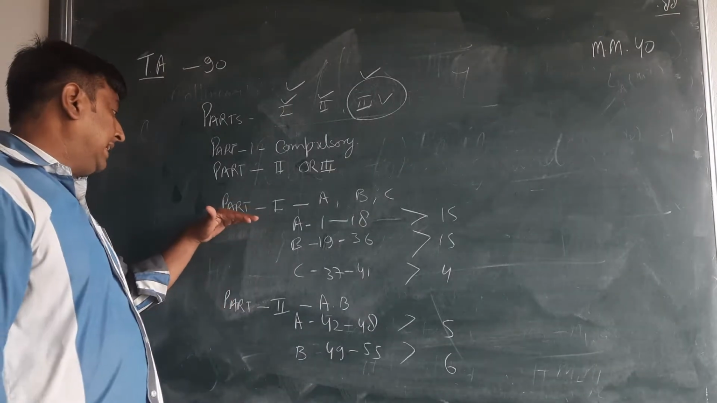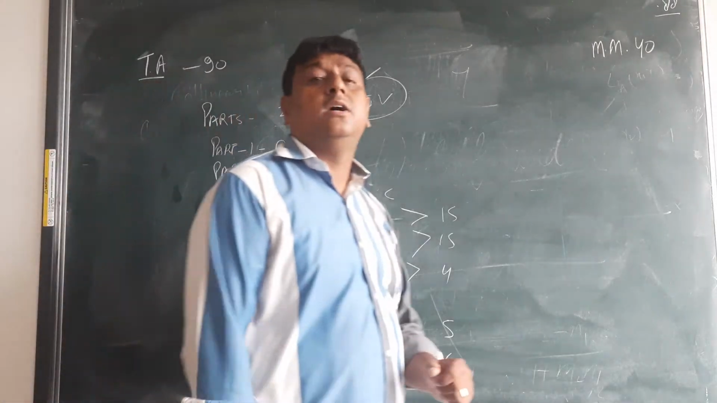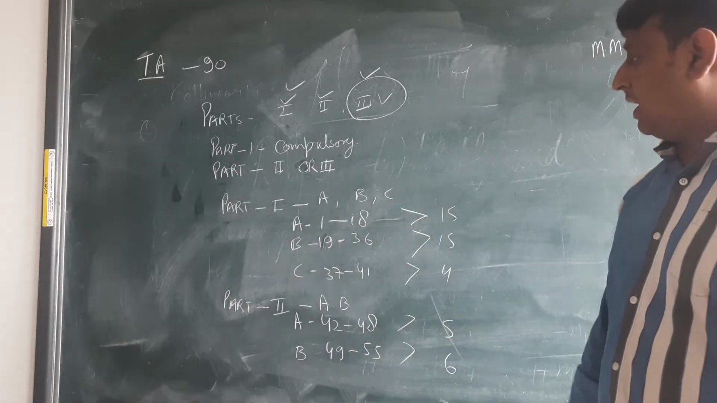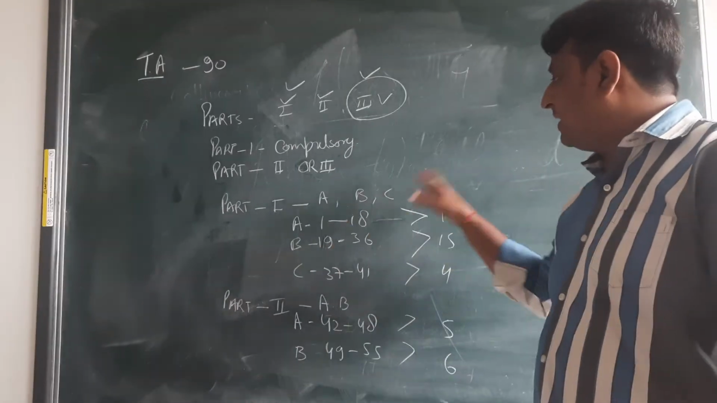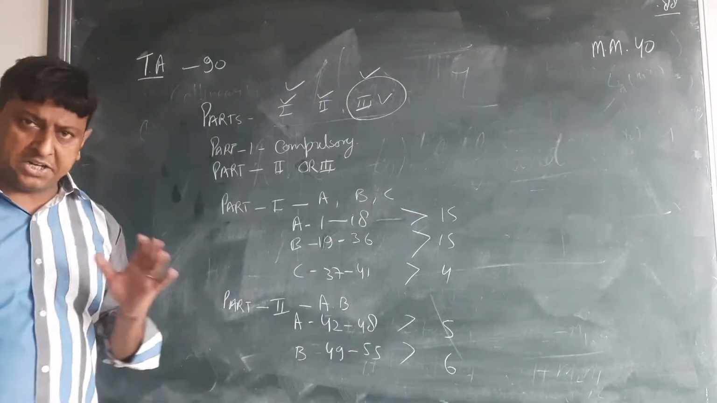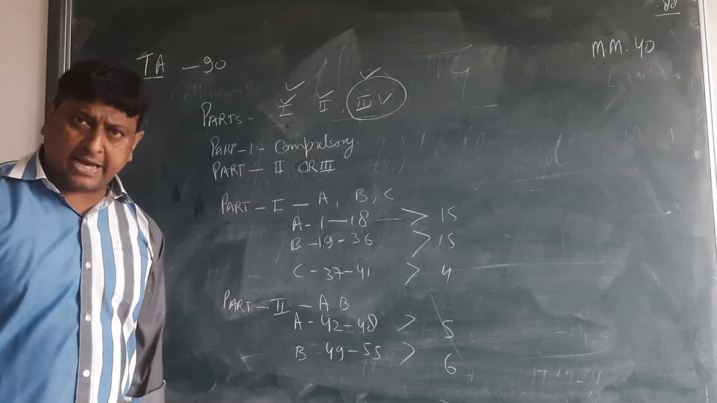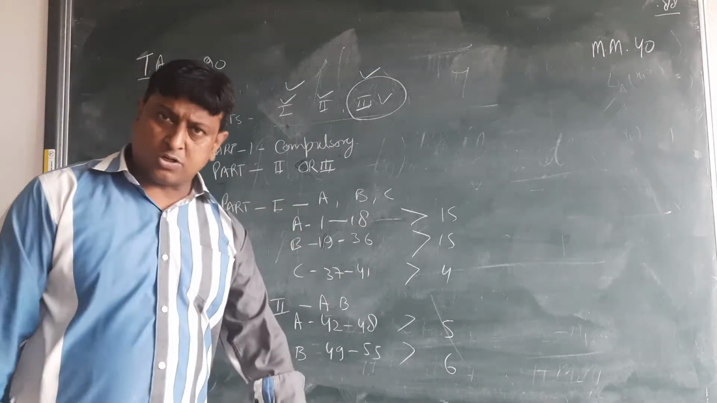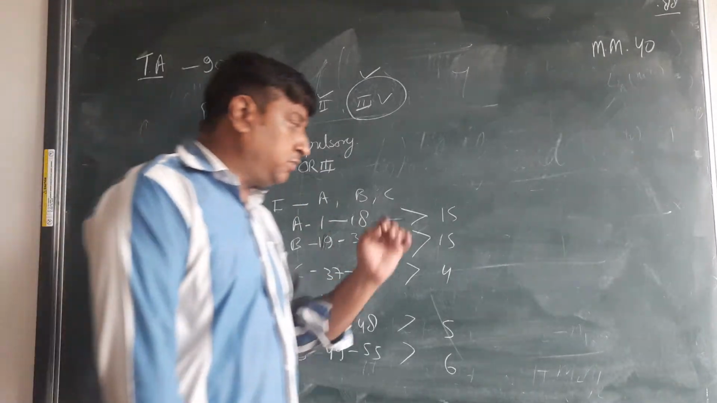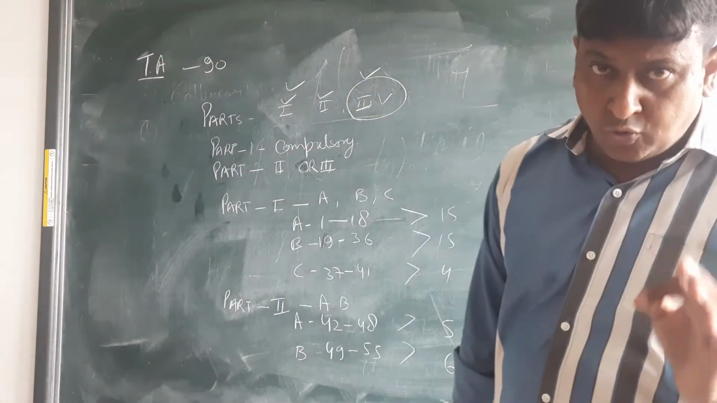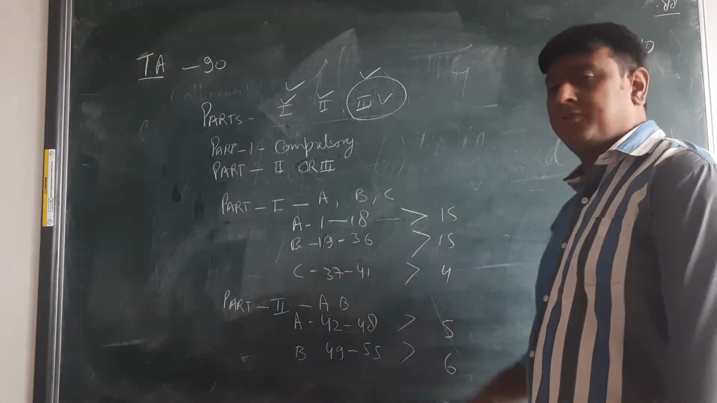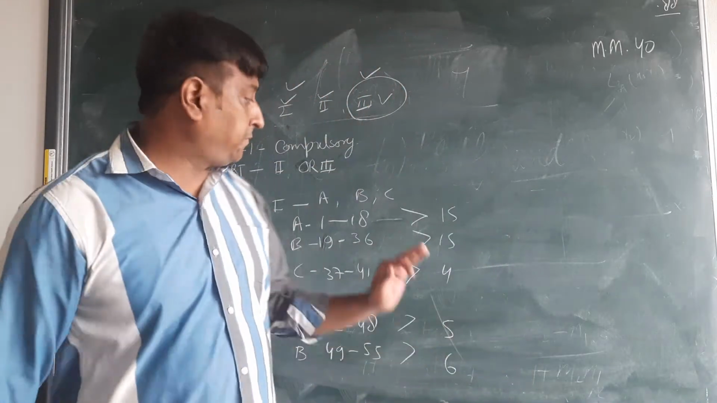Just go next. Part 1 has 3 sections, A, B and C. In section A, questions 1 to 18, it means a total of 18 questions will come. In this 18 questions you are going to do only 15. Solve only 15, you have to give the answer of only 15 questions.